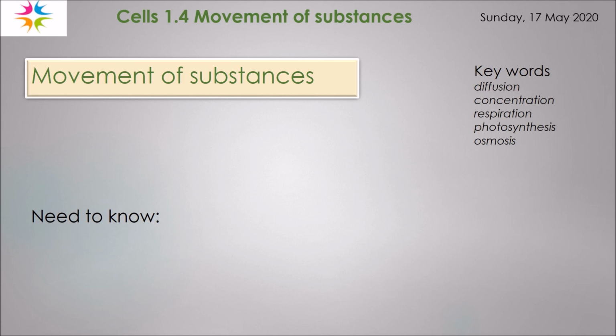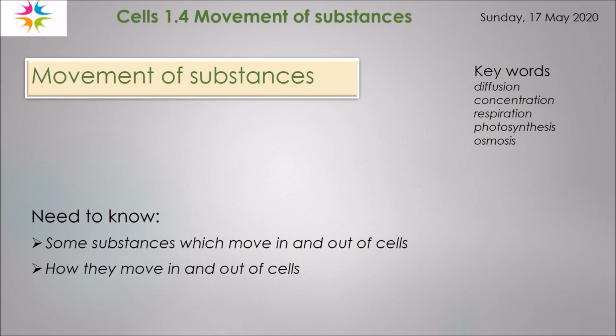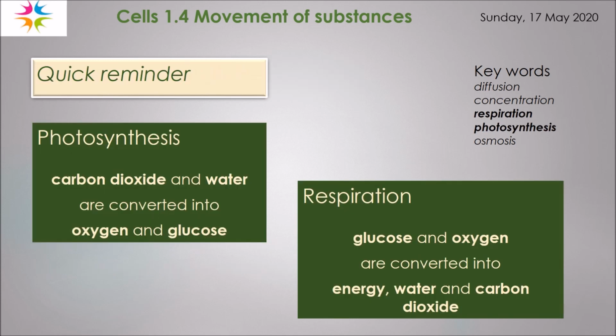So today's lesson is about the movement of substances. We need to know which substances move into cells and which substances move out. And we need to know how they move in and how they move out. If you look at the right hand side, there are some key words. As usual with this section on cells, there are a lot of new words to learn. Diffusion we should know, concentration we should know. We're going to recap respiration and photosynthesis in a minute, and osmosis is probably a new word for some of you.